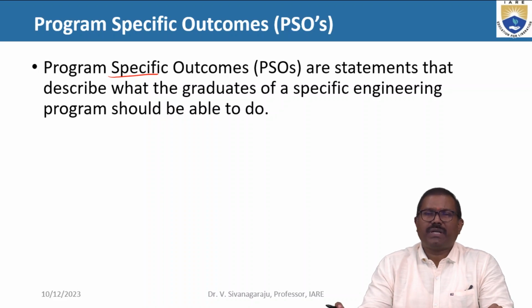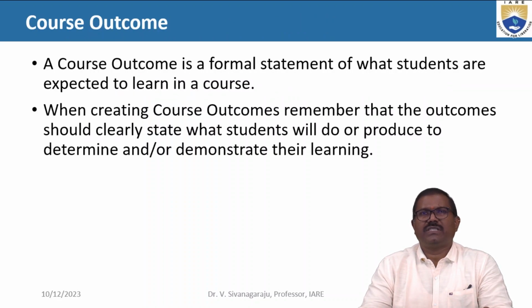That means the specific student can do this in this program only. When coming to the CS student, this specific outcome will be changed. So the CS student can do only that in that particular program. So this is a specific outcome.